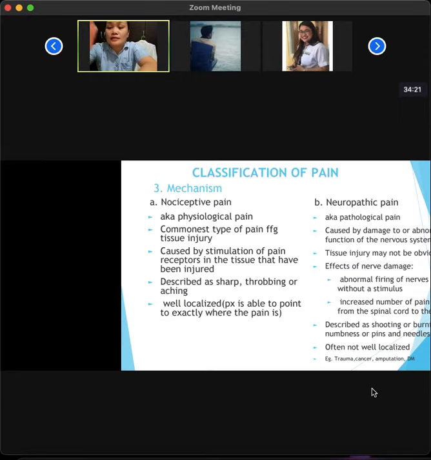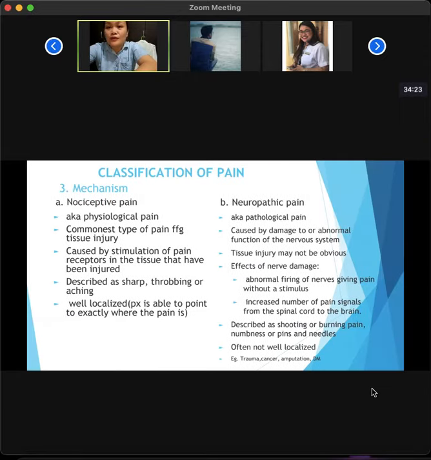Okay? The next way of classifying your pain is through their mechanism. For mechanism, it's either nociceptive, neuropathic, or mixed. For nociceptive, it is also known as physiological pain. It is the commonest type of pain following tissue injury. It is usually caused by stimulation of pain receptors in the tissue that have been injured, described as sharp, throbbing, or aching pain. It is well localized.